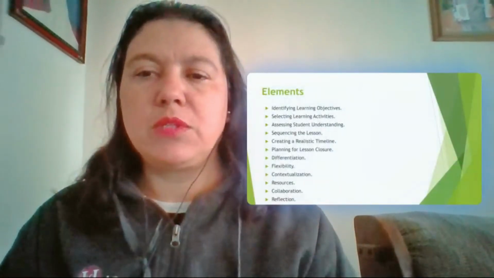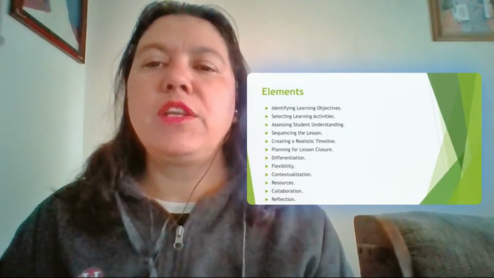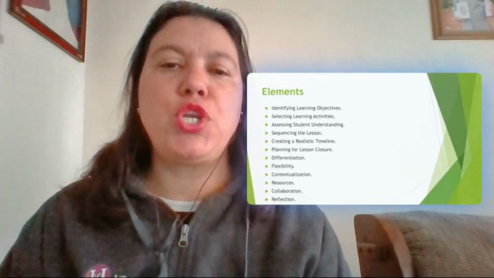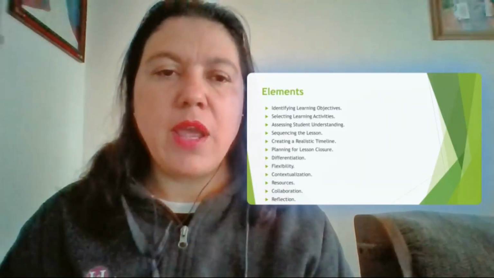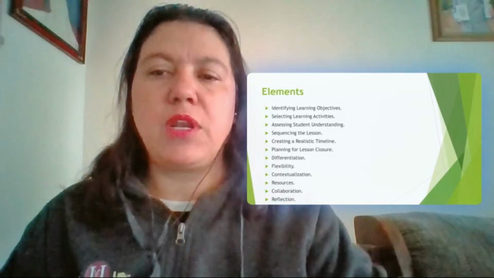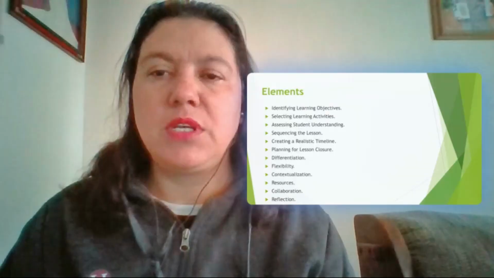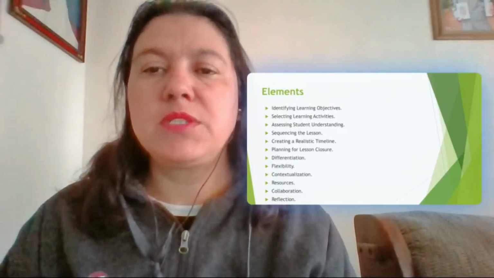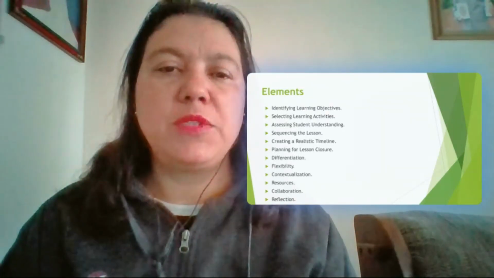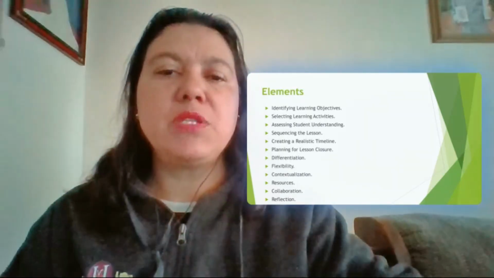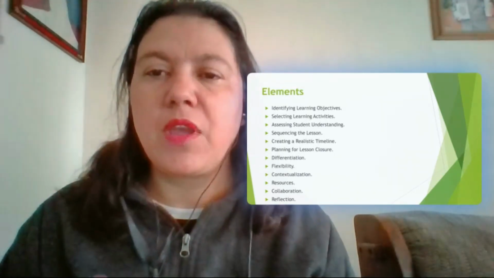We have some important elements. Identifying learning objectives: clearly define what students should know, understand, and be able to do by the end of the lesson. Selecting learning activities: choosing activities that are relevant to the objectives and engaging for the students, allowing them to actively participate in their learning.